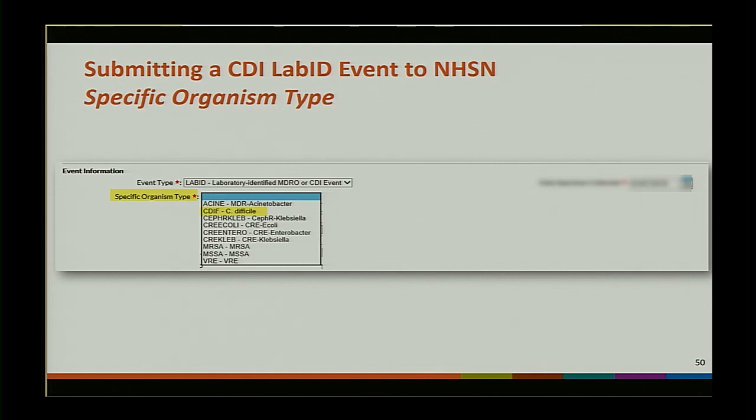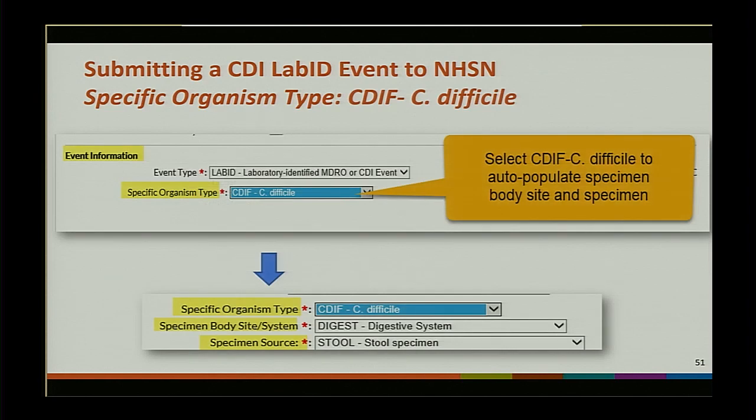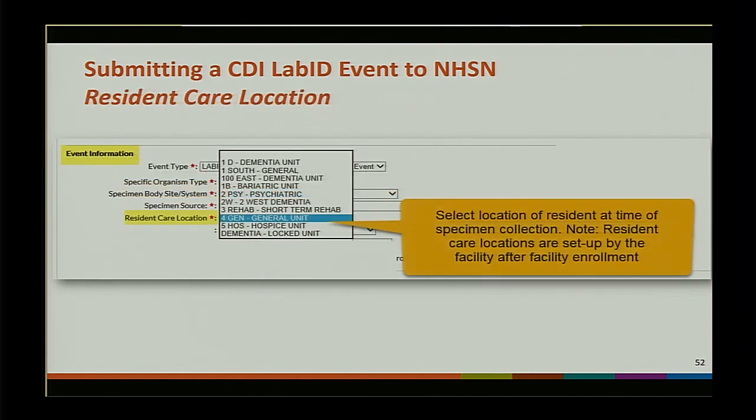Next, you're going to select the specific organism type. In this case, it would be C. difficile. Once you select C. difficile, this bottom part is going to auto-populate for you. So the organism type, body site, and specimen source are going to all auto-populate. So that'll save you some time. Next, you're going to select your resident care location. So that is the location of the resident at the time the specimen was collected.